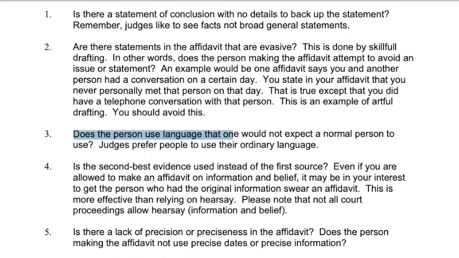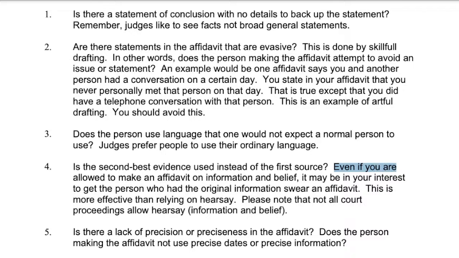Does a person use language that one would not expect a normal person to use? Judges prefer people to use their ordinary language. Is the second best evidence used instead of the first source? Remember we looked at the best evidence rule and the rules of evidence, law of evidence.